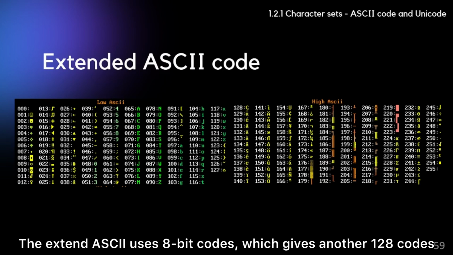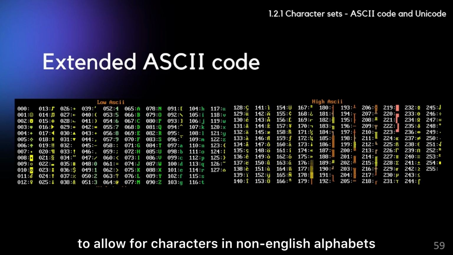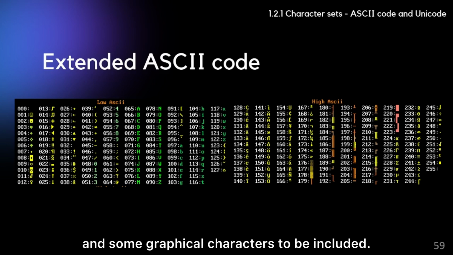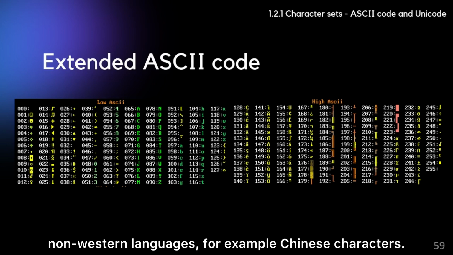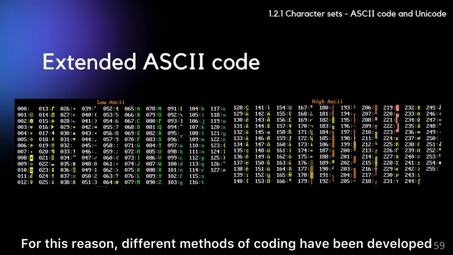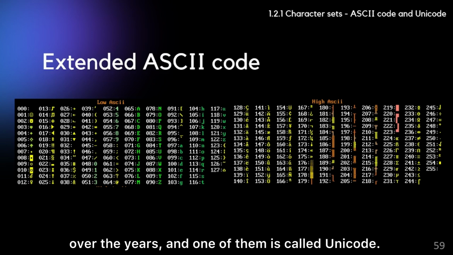The extended ASCII uses 8-bit codes, which gives another 128 codes to allow for characters in non-English alphabets and some graphical characters to be included. However, ASCII code does not represent characters in non-Western languages, for example, Chinese characters. For this reason, different methods of coding have been developed over the years, and one of them is called Unicode.